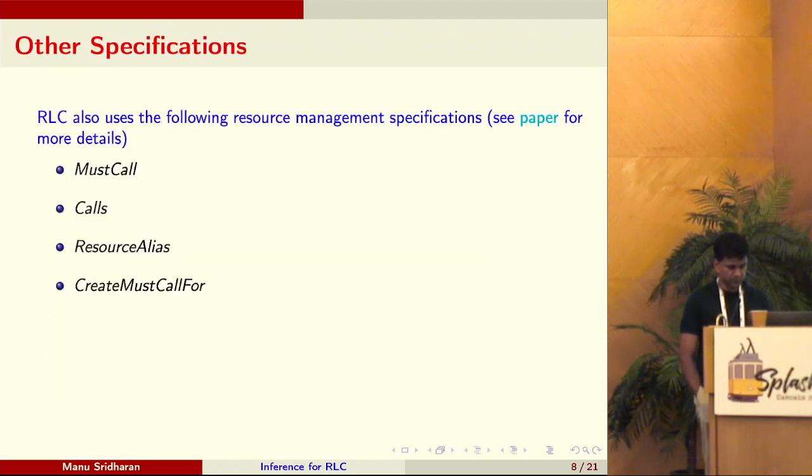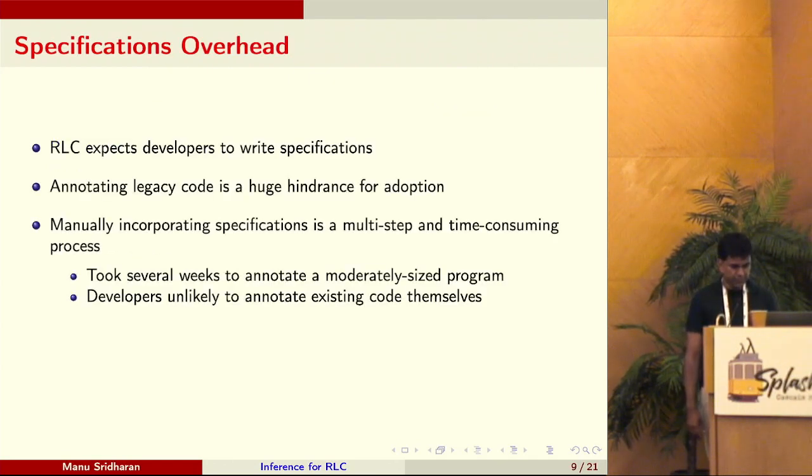And there are many other types of annotations that I'm not going to get into detail, but they're very important. I encourage you to see the paper for more details on these. But we have annotations for wrapper types. So if you're storing a resource in a final field, we can support that. We can support aliasing between different objects that manage the same resource. And this is all critical for effectiveness in practice.